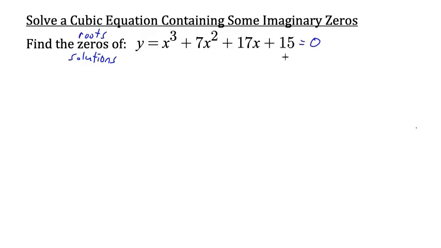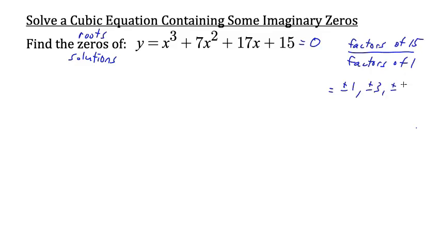All right, we're going to take the factors of 15 in the numerator over the factors of 1 in the denominator. The factors of 1 are just positive and negative 1, so we can ignore the denominator here. So the factors of 15 are positive and negative 1, positive and negative 3, positive and negative 5, and positive and negative 15.